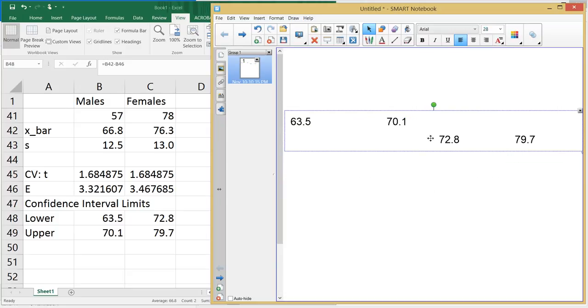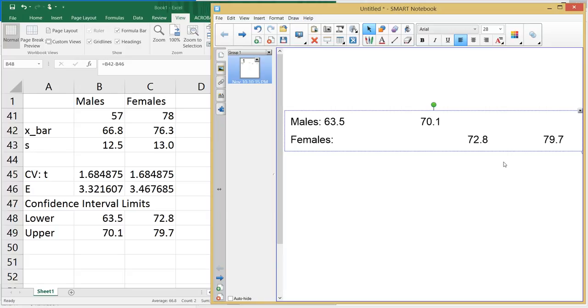On an actual number line, you can see that the males seem to have a lower interval than the females, right? Okay, so let me just try to type this in for visualization purposes. Picture a number line: 63.5 is the lowest, and the males go up to 70.1, and the females start above that at 72.8 and go up to 79.7. Now, what we're looking for here is whether or not they overlap.